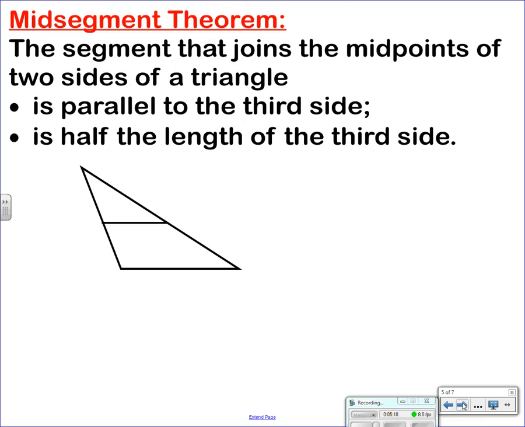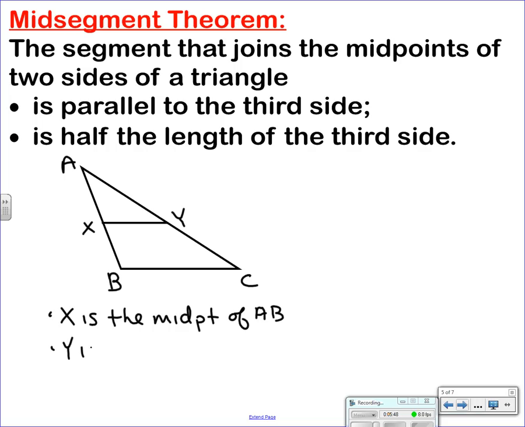Our triangle midsegment theorem is a really, really important theorem. This says that the segment that joins the midpoints of two sides of a triangle. So let's name our triangle A, B, C. Let's call that point X. Let's call that point Y. The segment that joins the midpoints of two sides. So X is the midpoint of AB, and Y is the midpoint of AC.